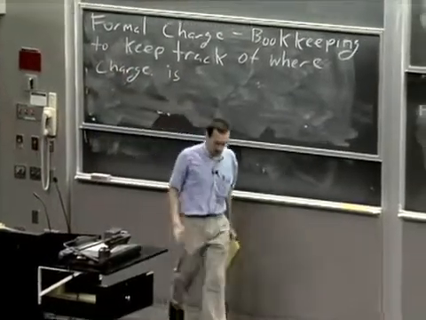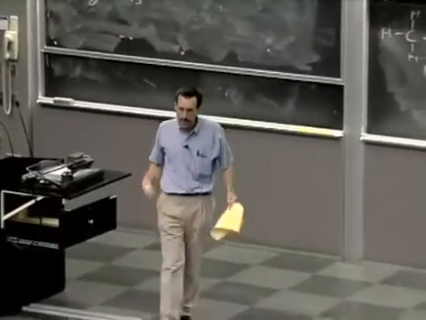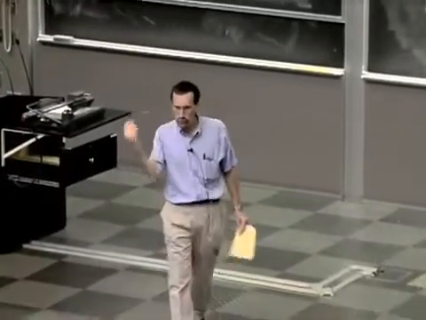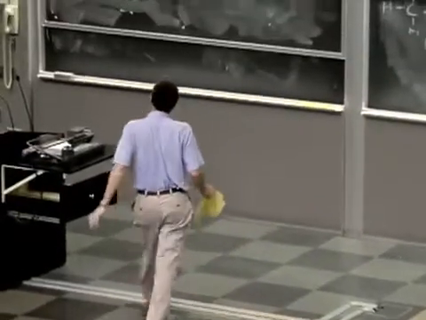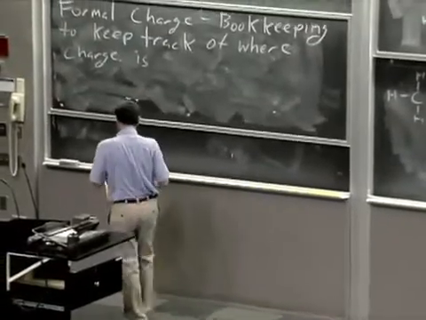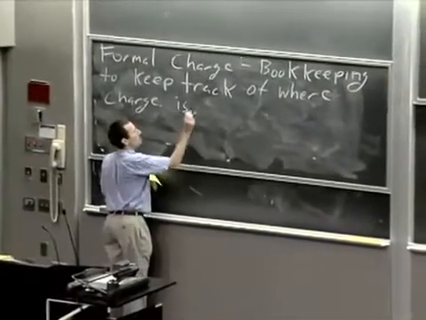What do I mean? If you have a molecule, either that molecule is neutral or that molecule is charged. In other words, it's an ion. Charge comes in quanta. Your molecule can have a charge of 0, it can have a charge of +1, it can have a charge of -1, etc. Formal charge basically addresses where is the charge.